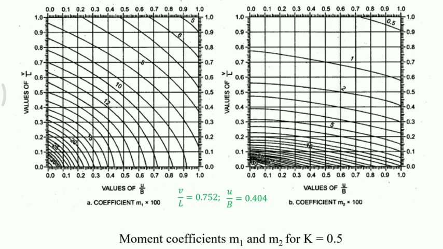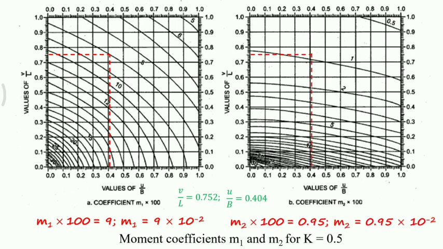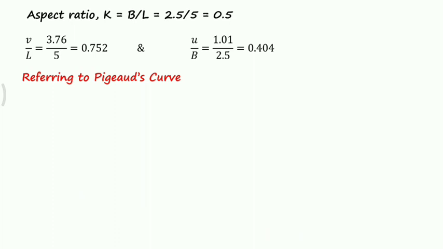From the left hand graph, we see the U by B value as 0.404 and the V by L value as 0.752. So it will give M1 into 100 as 9, whereas M1 equals 9 into 10 raised to minus 2. From the right hand side of the graph, we consider the same V by L and U by B values. So here we get M2 into 100 is equal to 0.95, M2 is equal to 0.95 into 10 raised to minus 2. So M1 is 0.09 and M2 is 0.0095.